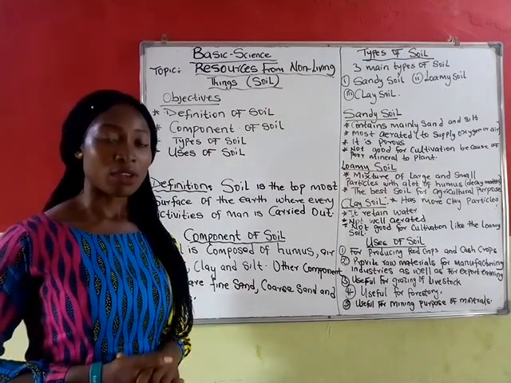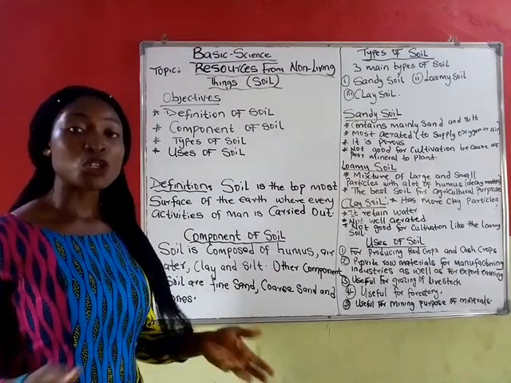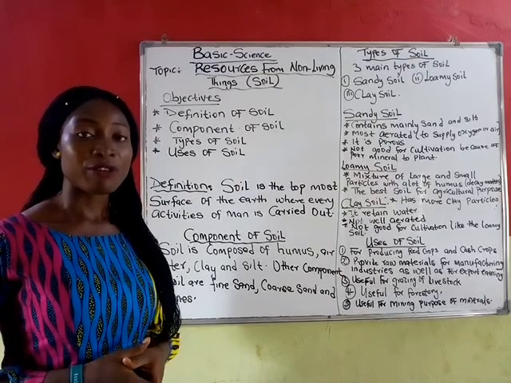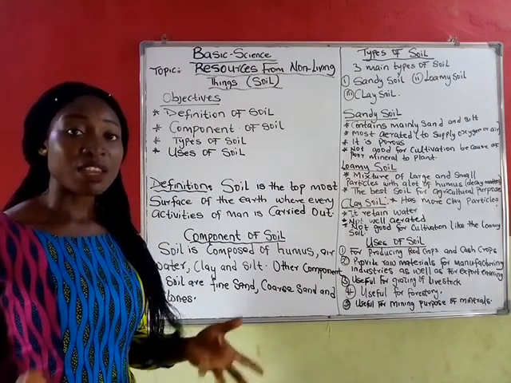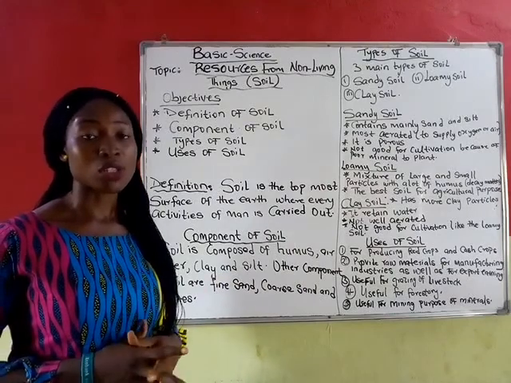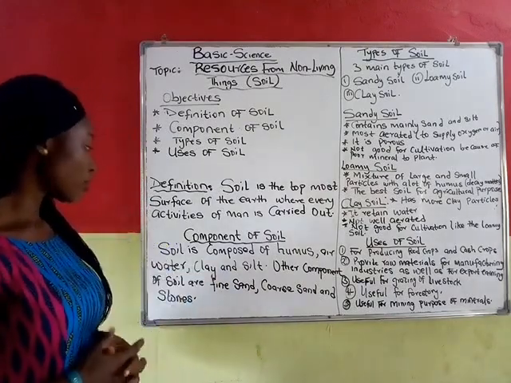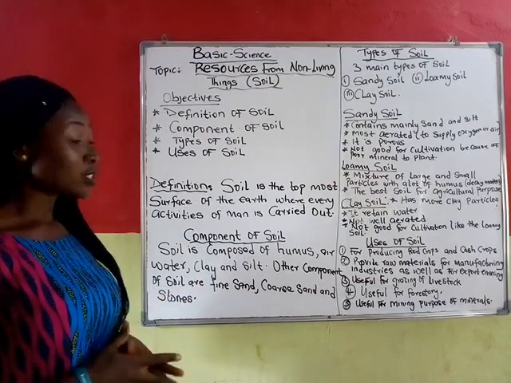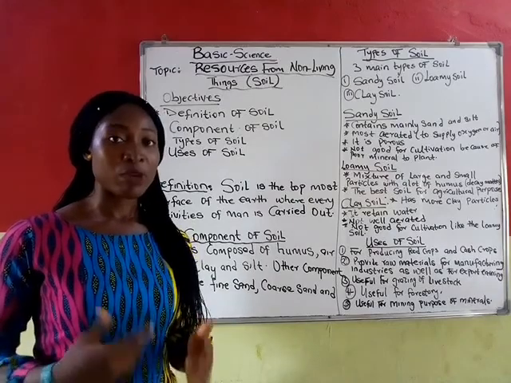What is soil? Soil is the topmost part of the earth's crust that is useful to human beings for their activity. Not just human beings, but useful to both living things and also the non-living things. And we have the components of soil. When I say components of soil, I mean what soil comprises of, or what soil is made up of.